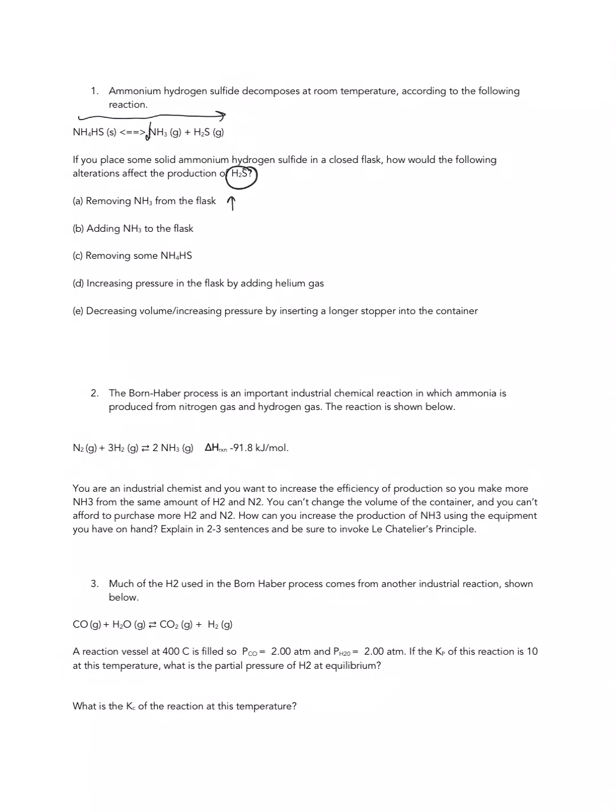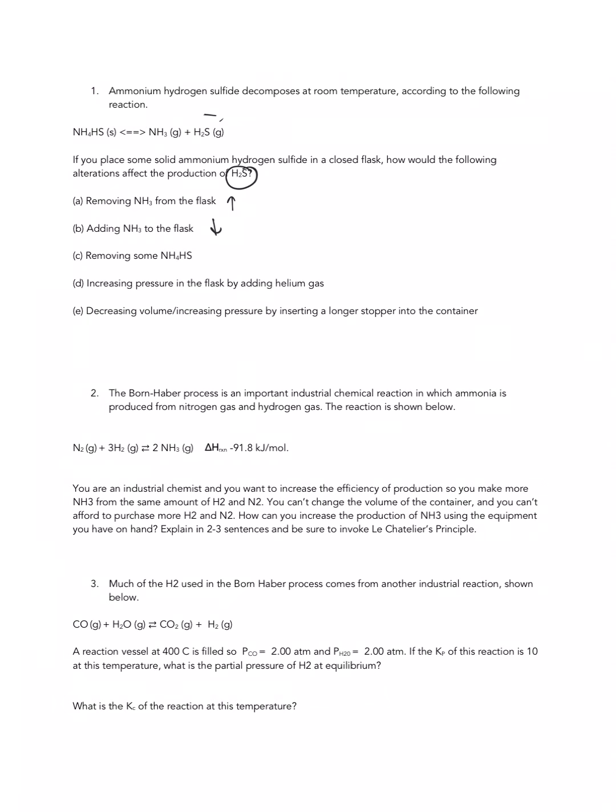Now, if we add NH3, we're going to have the opposite effect. Because if we add NH3, we're going to have more products than we should. So the reaction will shift to the left to counter that. And so adding NH3 is going to decrease our H2S production.